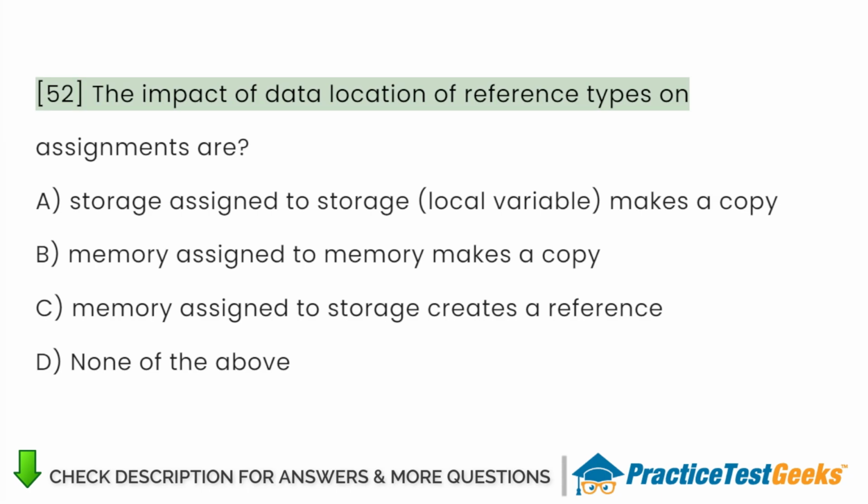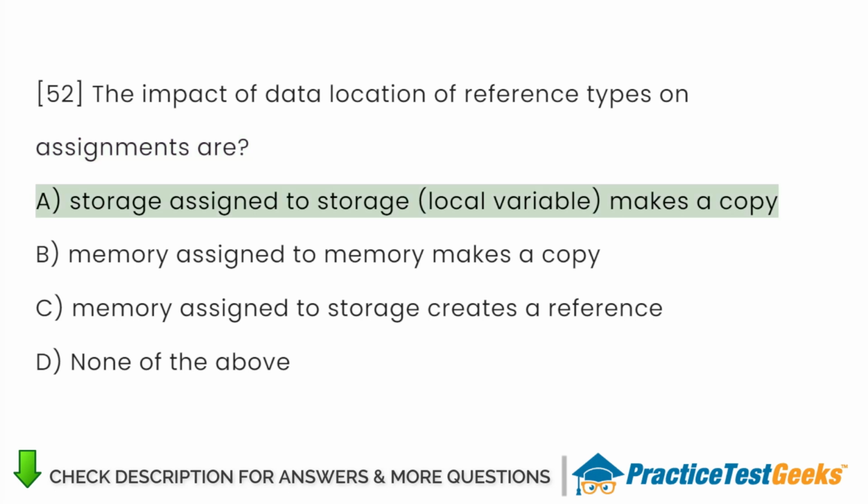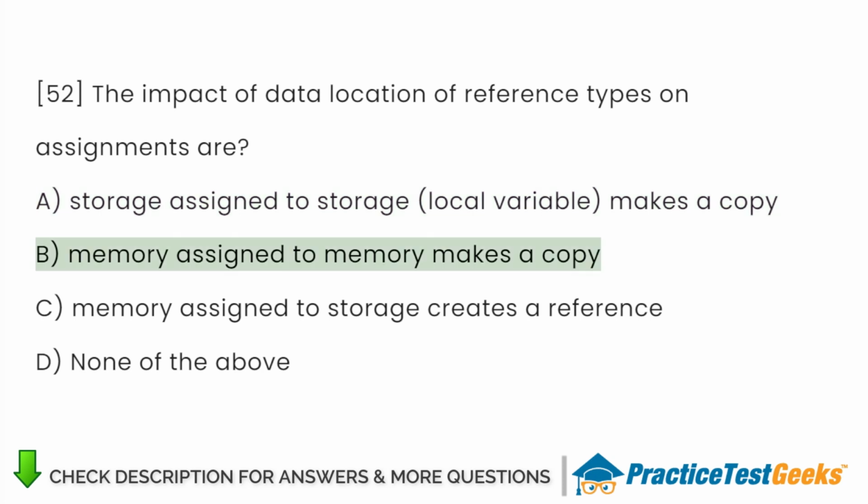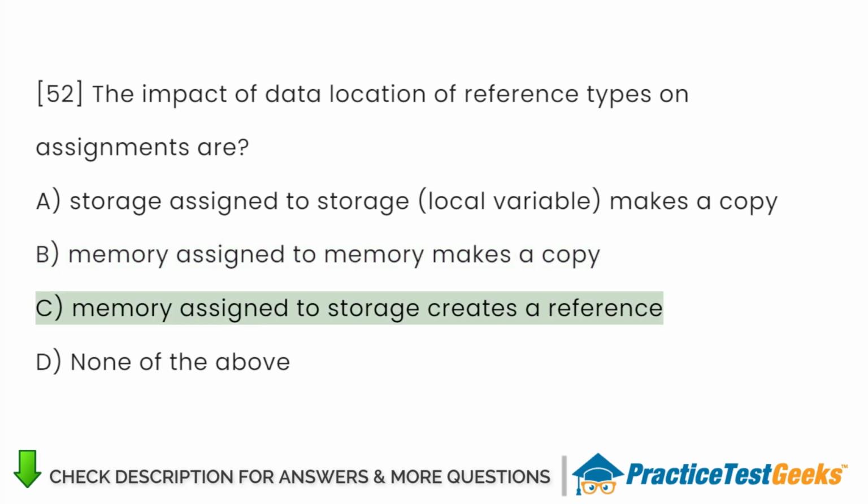The impact of data allocation of reference types on assignments are: A. Storage assigned to storage, local variable, makes a copy. B. Memory assigned to memory makes a copy. C. Memory assigned to storage creates a reference. D. None of the above.